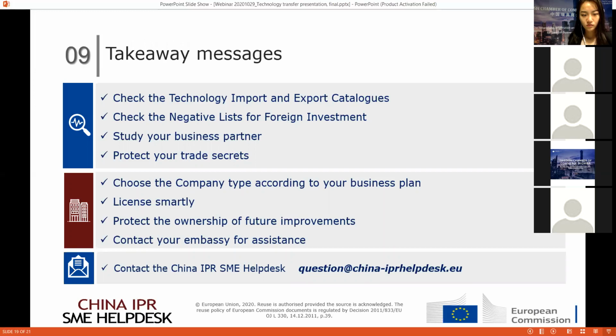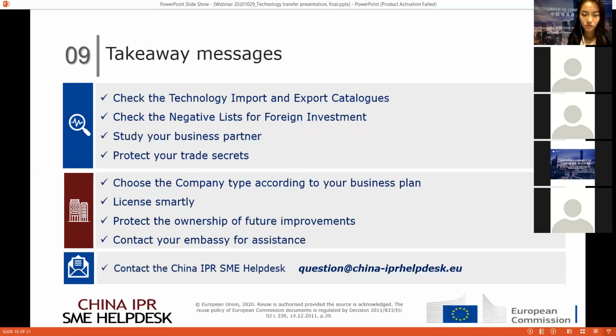Finally, some takeaway messages: check the technology import and export catalogs, and check the negative list for foreign investments, doing this in advance before you start performing business. Always study your business partner and protect your trade secrets.